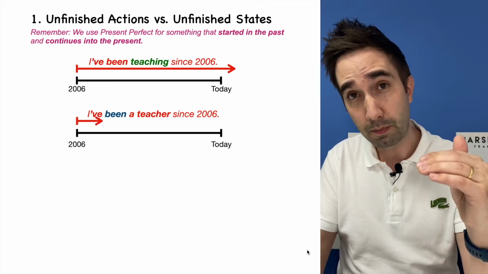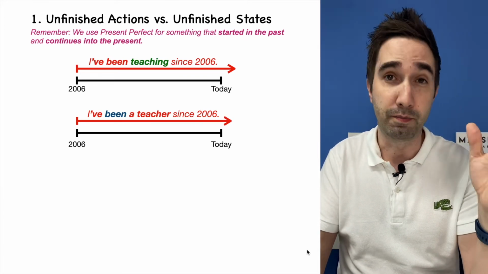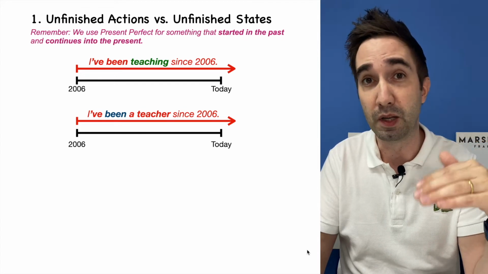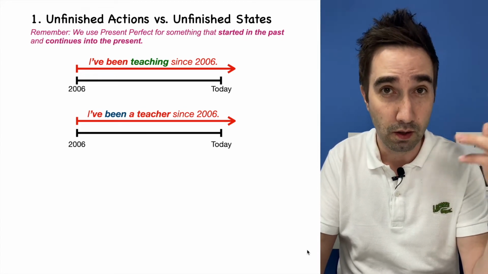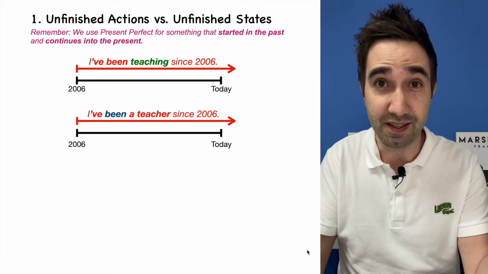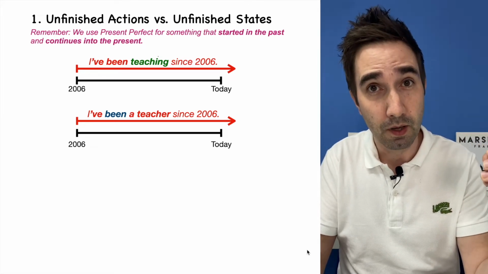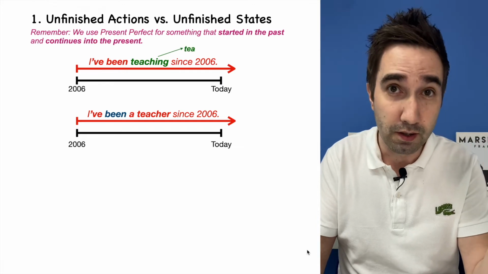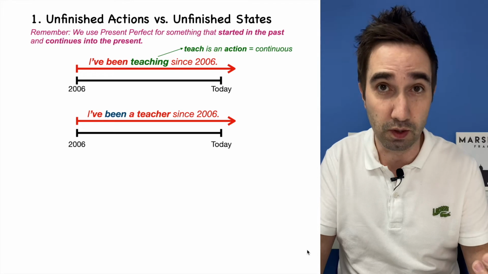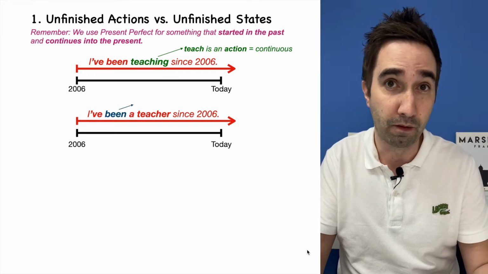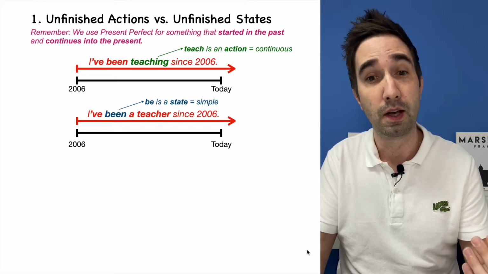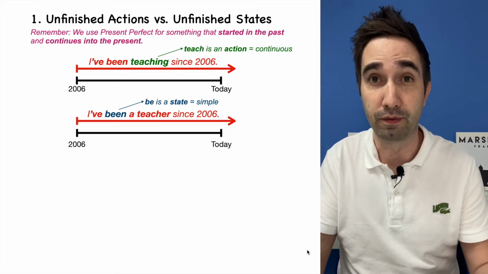So the top example there is I've been teaching since 2006, and the bottom example there is I've been a teacher since 2006. What's the difference? Yeah, actually, they're the same. The meaning is the same, but the verb is different. Teach is an action. So in this case, we're going to use the continuous tense. I've been teaching. The verb be is a state. So here we're going to use the present perfect simple.